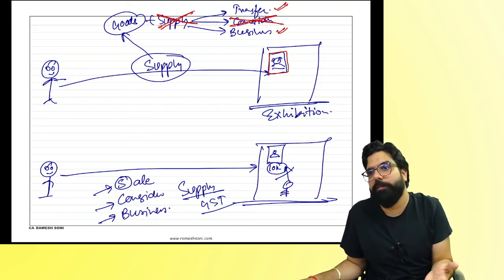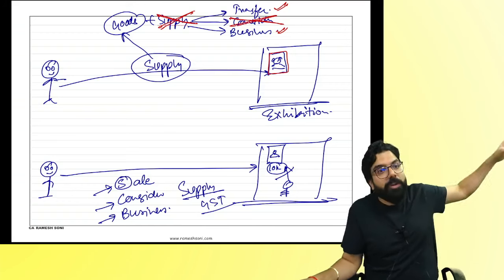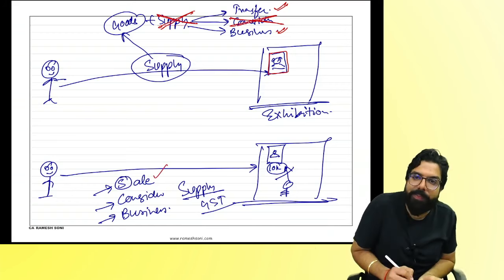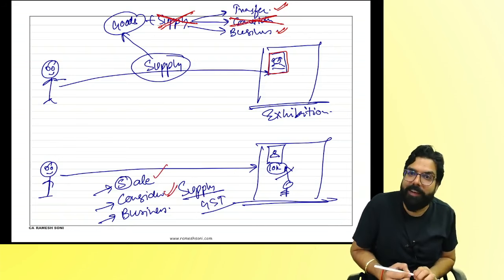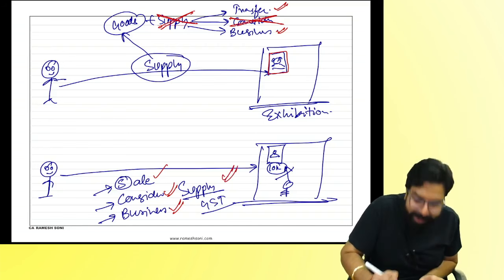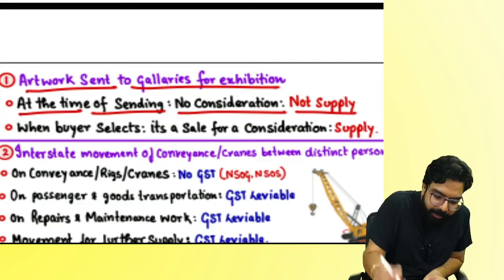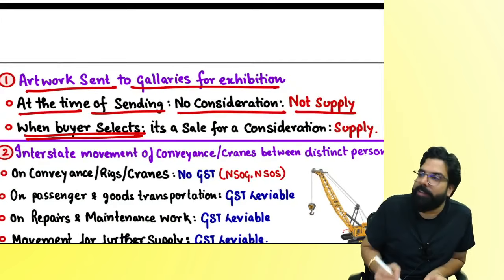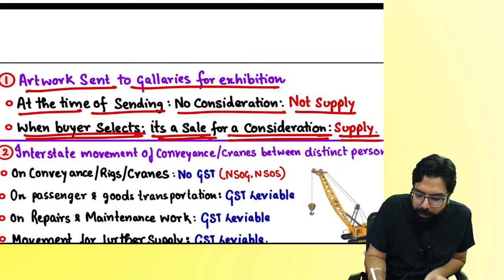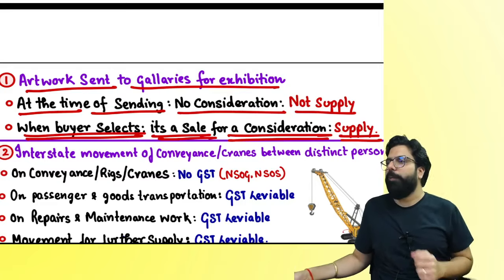So at that time, is it supply or not supply? Louder, everyone. Not supply. But the time somebody agrees, I will buy it, is it a sale? For a consideration, consideration fixed. Is it my business to sell paintings? Is it supply? Will I charge GST? Yes. So when the buyer selects it, it's a sale for A and it will be a supply. Is my point clear to all? Can I go ahead, everyone?